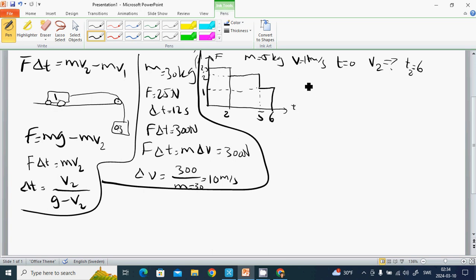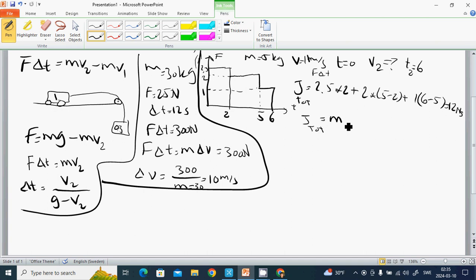The whole input J total equals 2.5 multiplied by 2, it is F delta T, plus 2 in 3, 5 minus 2, plus 1 multiplied by 6 minus 5, and it is 12 newton second. And it is equal to J equals M delta V. And it is also 12 kilogram meter per second.